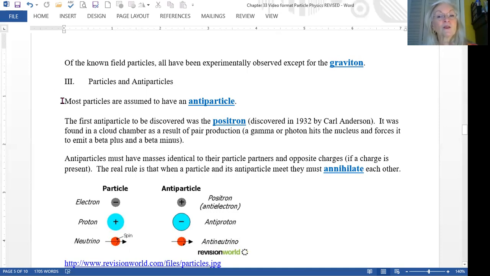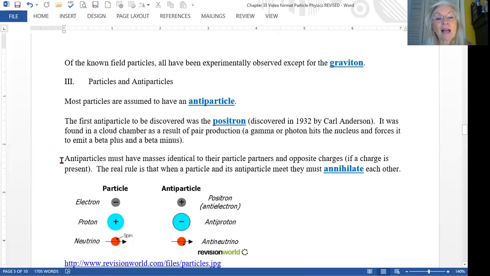So most particles are assumed to have an antiparticle. We've actually talked about one of these. The first antiparticle discovered was the positron. Remember that when we talked about beta plus and beta minus emission, well, beta minus is just an electron and beta plus is just a positive electron. And so the beta minus and the beta plus are particle and antiparticle. Beta minus is the particle, beta plus is the antiparticle.